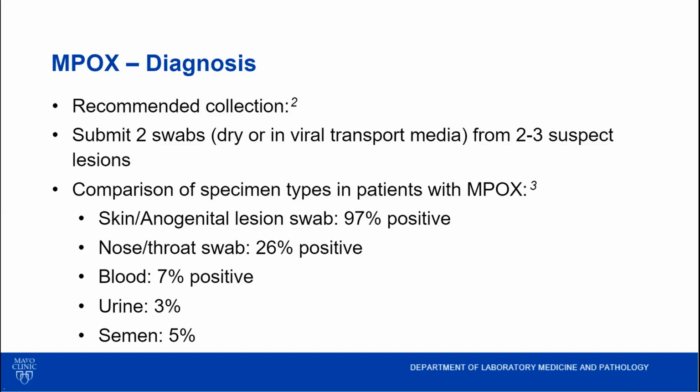There was a really great study that was published a few months ago comparing different specimen types in patients with MPOX virus. And the data really showed clearly that swabs of the dermal or anogenital lesions is by far and away the best specimen type for detection of MPOX virus. The virus can be detected from other sites and sample types, including the nose and the throat, the blood, urine, and semen, but at much lower rates than the lesions of the skin and genital tract.